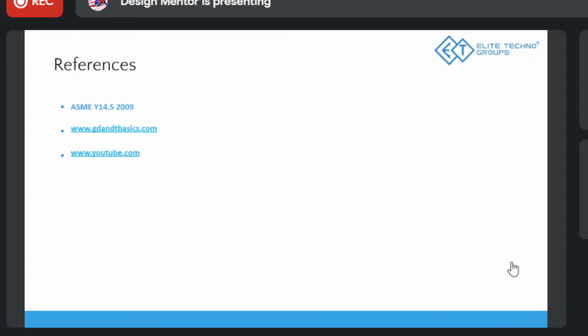Okay. The rule book is the best way to read it, but you might get confused because it's written in a very scientific language. But do try to go through these. So the first one is the rule book, right? Yeah, ASME Y14.5 2009 edition. You can write it down.